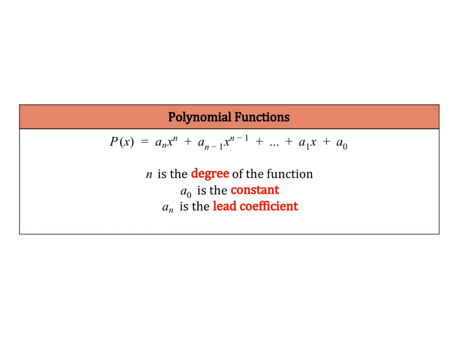a sub 0, we call that the constant. Notice that that's the only term without an x value. And then a sub n, which is the coefficient of the term with the largest degree, we call the lead coefficient. Again, it's not always written first, but if you write your function in descending order, then it would be your first coefficient. So we call this the lead coefficient.